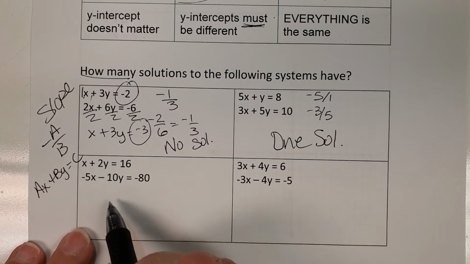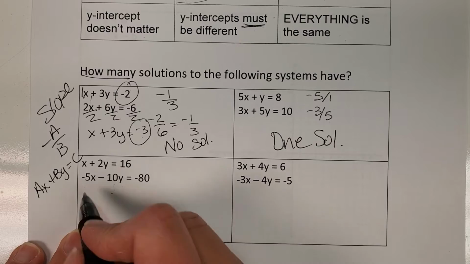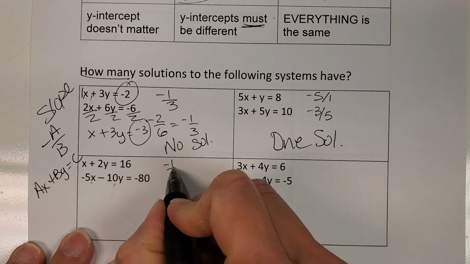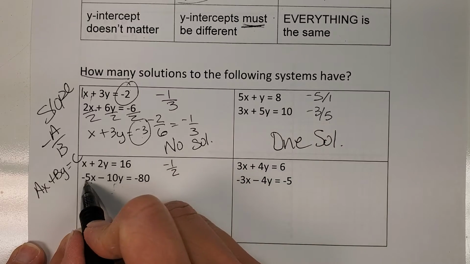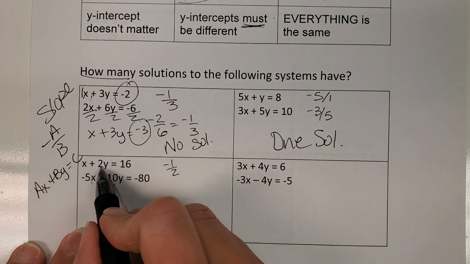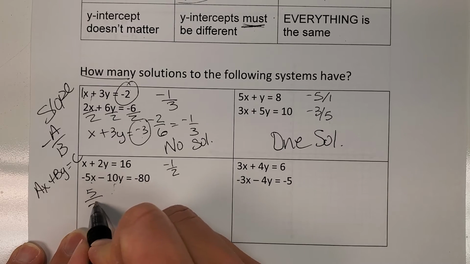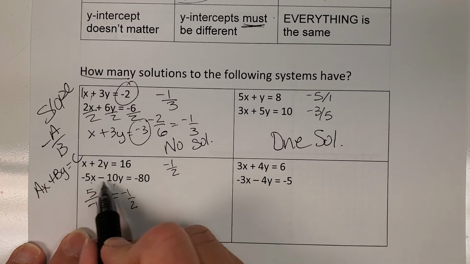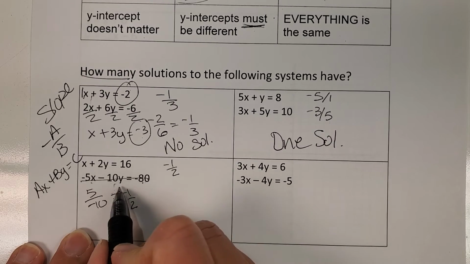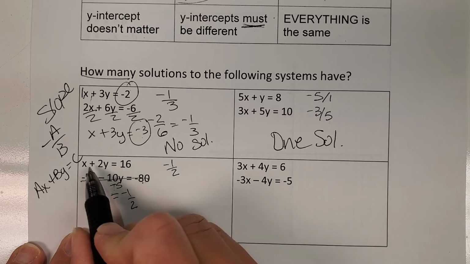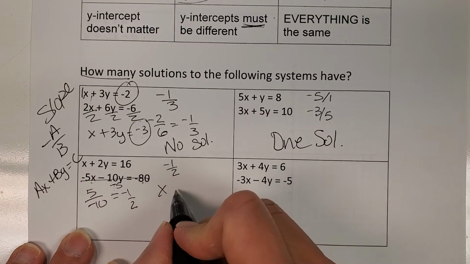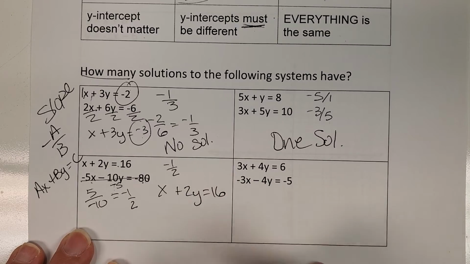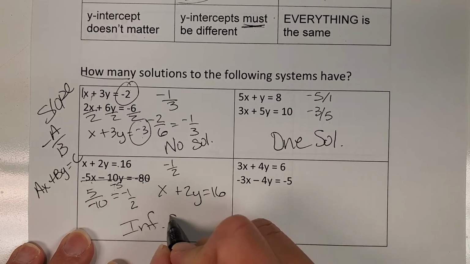All right, over here. Okay, this is interesting. I'll find the slopes first. I notice something else too, but you might not, so I'll do that. So the opposite of 1 over 2, the opposite of 5 over negative 10. So they both reduce to 1/2. But then I notice these are all divisible by 5. What happens when I divide that whole thing? Well, I might as well divide by negative 5 because those are all positive. I get x plus 2y equals 16. That's the same exact thing. So that means there's an infinite number of solutions.